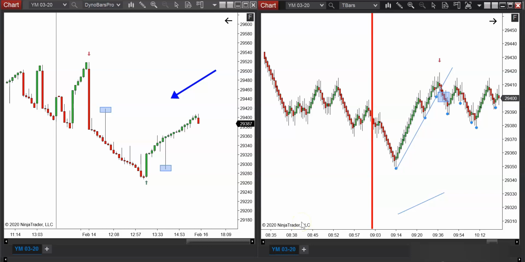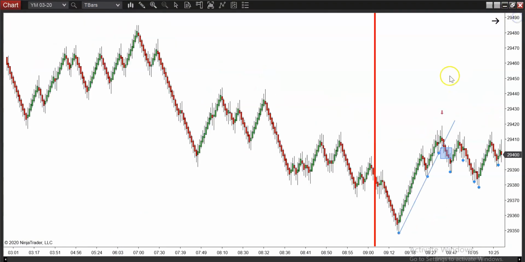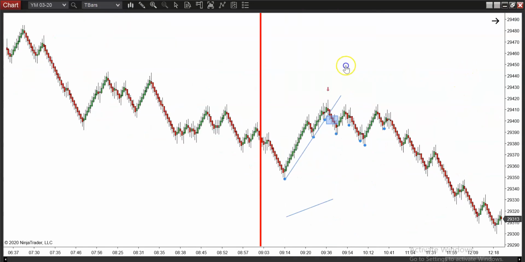Any number of trading systems out there, there is nothing more simplistic than the 3 steps I just showed you, right? Step 1, wait for the dyno signal bar. Step 2, draw trend lines. Step 3, go short on a trend line break, place the stop, right? Let me just go ahead and maximize the T-bar chart here and fit this properly. And let's see how this trade played out.